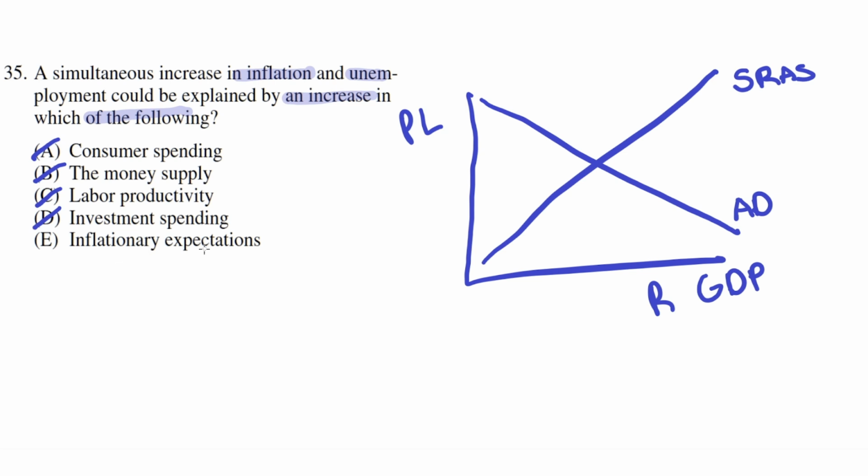E, inflationary expectations. This is the correct answer because an increase in inflationary expectations means that the short-run aggregate supply curve will shift to the left, and this will result in a greater unemployment because unemployment is originally here, but now when it moves to the left, that leads to a greater unemployment. And the price level is originally here, but after the shift to the left, it has a price level up here, so an increase in inflation as well. And this follows a simultaneous increase in inflation and unemployment. So E is the correct answer.